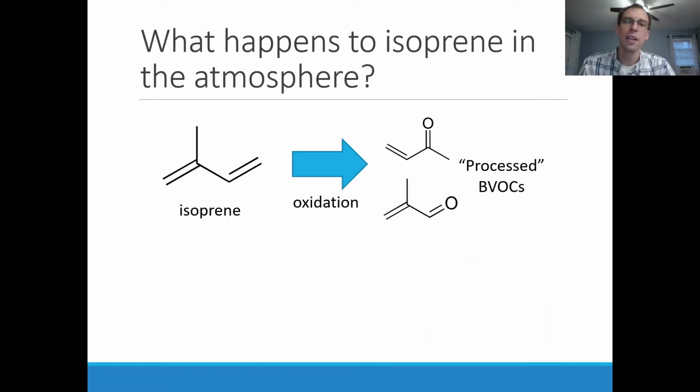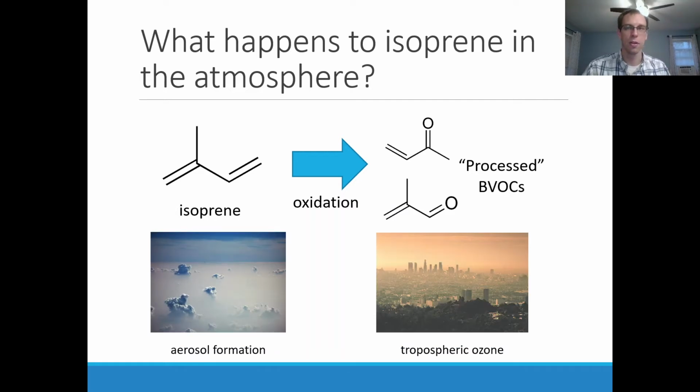And so isoprene in the atmosphere undergoes oxidation with molecules such as ozone and nitrogen oxides. And in the process, it turns into these oxygenated processed BVOCs. So we have here methyl vinyl ketone and methacrolein as examples of that. And through the process of this oxidation, the volatility of isoprene is decreased. And this leads to two things that we care about in the atmosphere.